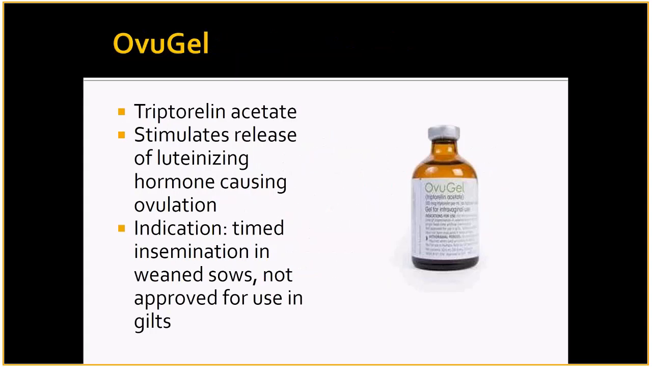Okay, and that's the IVU gel. So, newish product. It's been on the market for a couple of years now. This stimulates the release of the luteinizing hormone, so it causes ovulation. And the indication for this is timed insemination in weaned sows, so it's not for use in gilts.